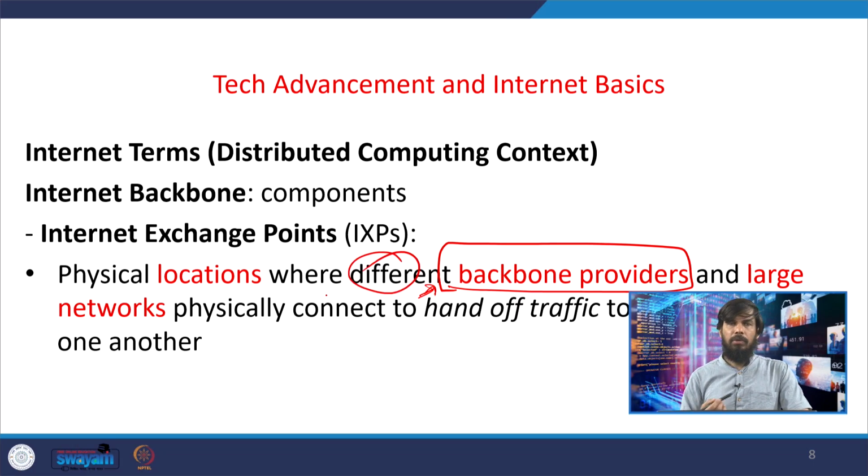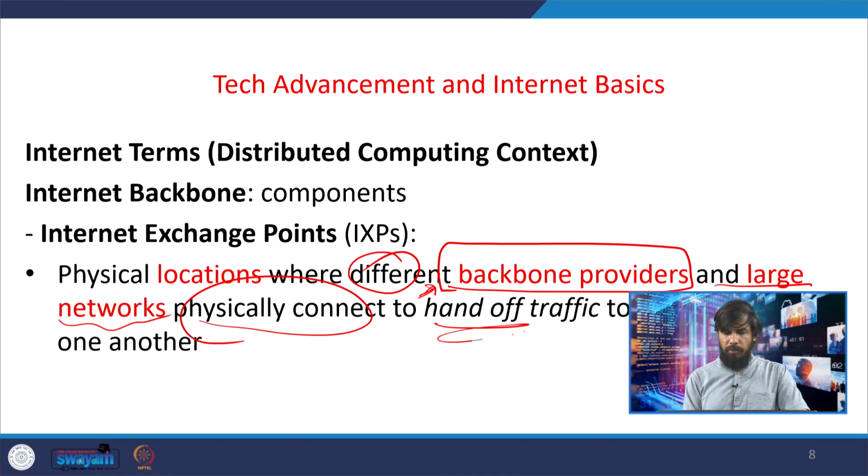These could be telecom firms from different countries and continents, and they need a location where they can exchange traffic, right. So, backbone providers and large networks physically connect to hand off traffic to one another. There has to be connectivity because different parts of the backbone are managed by different telecom firms, and we need an internet exchange point, some sort of physical location where this exchange of traffic from one provider to another happens. These are referred to as internet exchange points, and they play an important role in managing the internet backbone.